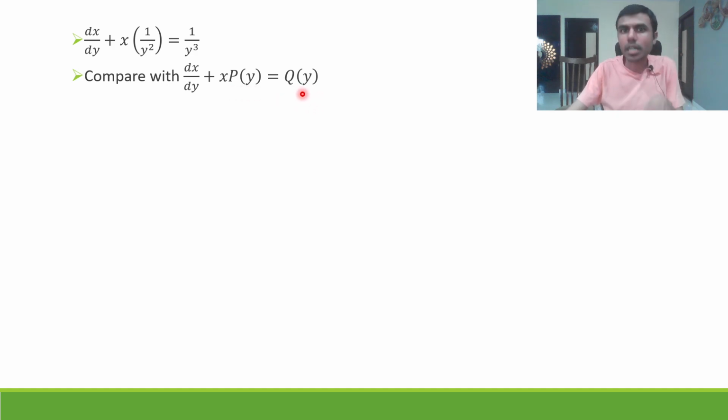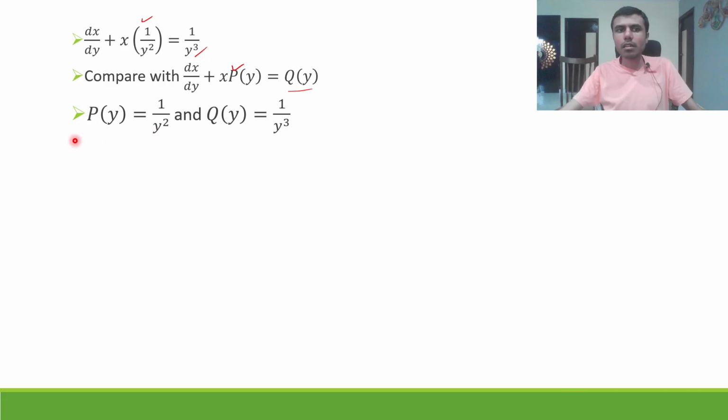q of y. If you compare it with this, fine, what will you get? p of y is 1 by y square and q of y is 1 by y cube, fine. Now for the standard one, the integrating factor is e power integral p dx, right? But here p is in terms of y, so my integrating factor is going to be e power integral p dy.